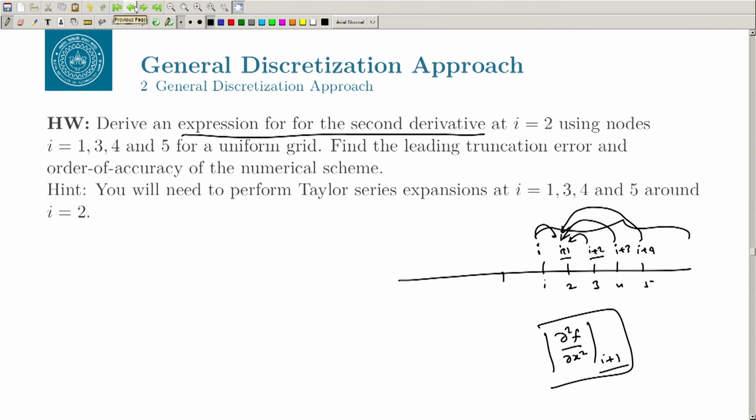Please practice this general discretization approach, and that will be very useful for your understanding of the finite difference approach in CFD. Thank you very much.